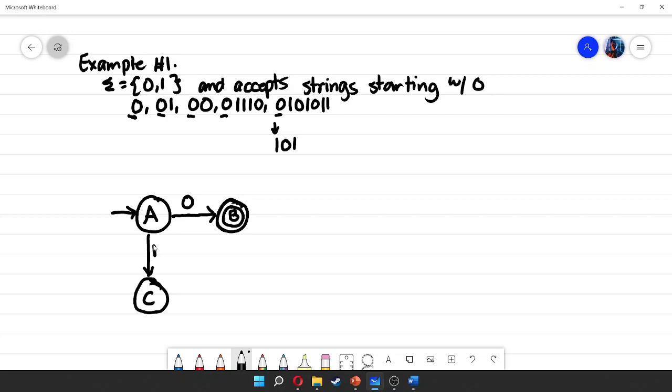If we see a 1, we go back to state B. Let's just say, for example, the input is 0, 1, 1. So we are done with state A, and let's proceed to the next character of our string, which is the second character. For the second character, we are in state B.